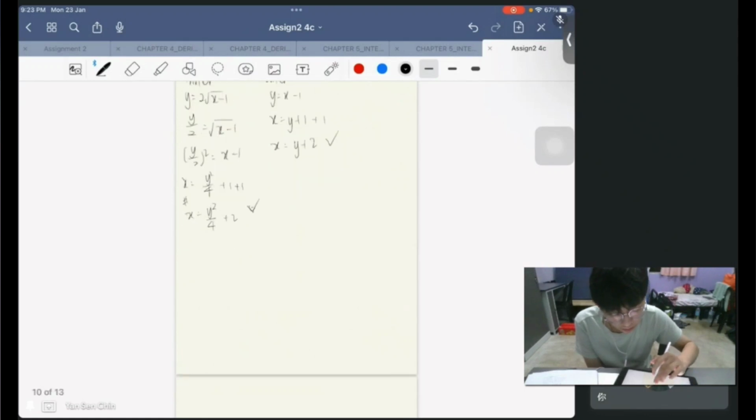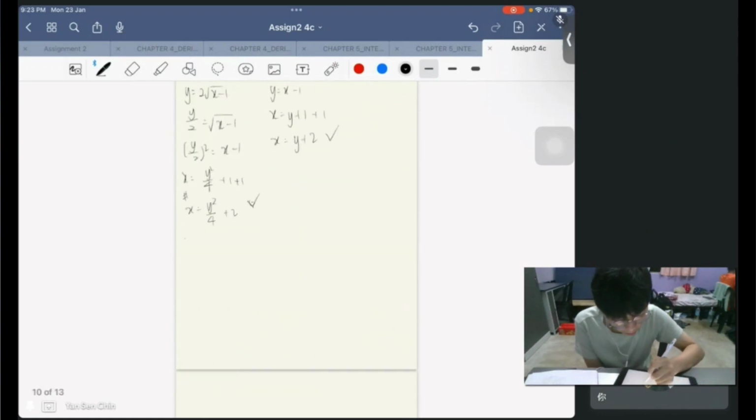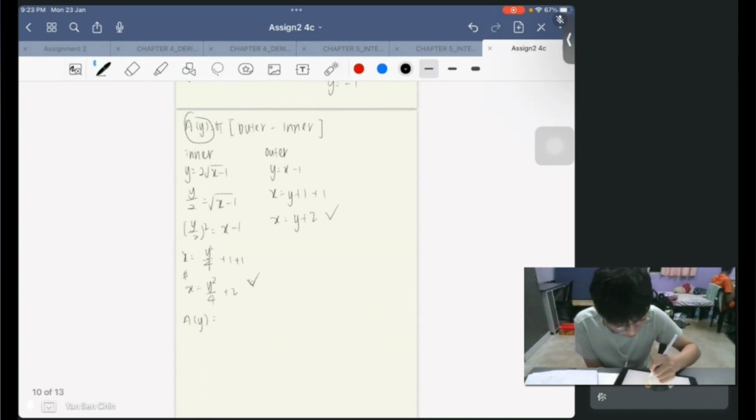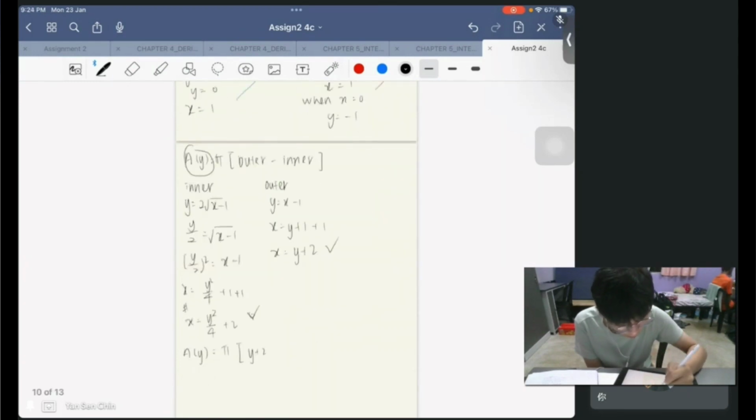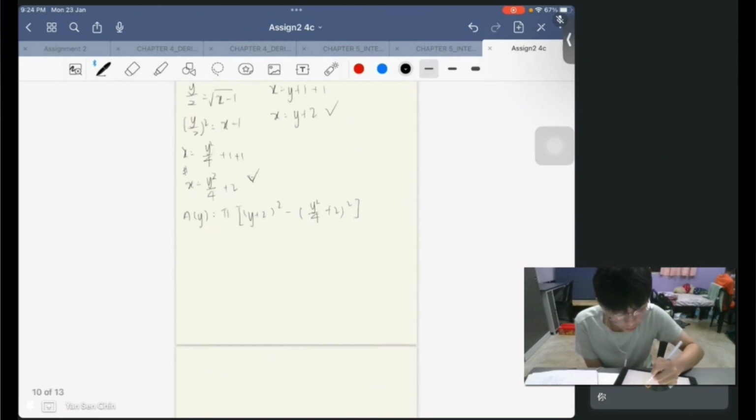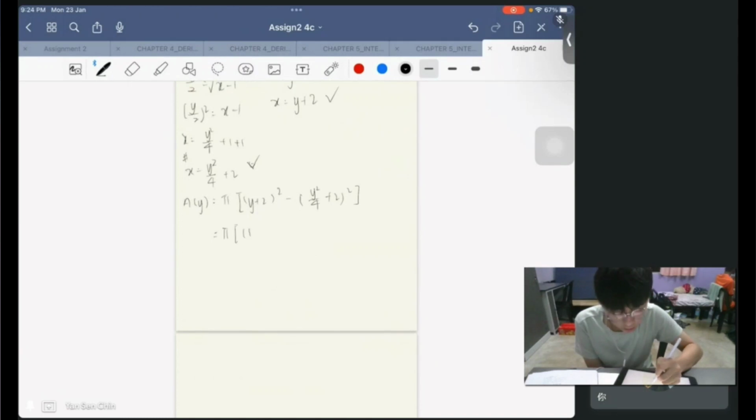So now we're using these two radius to substitute inside our formula. So the outer y plus 2, the formula is here, y plus 2 squared minus y squared over 4 plus 2 squared. So now do it further, solve it using factorize. Expand it first. Expand it. Something like this.